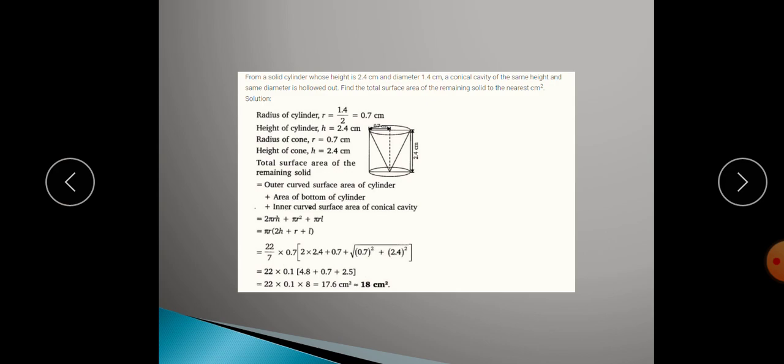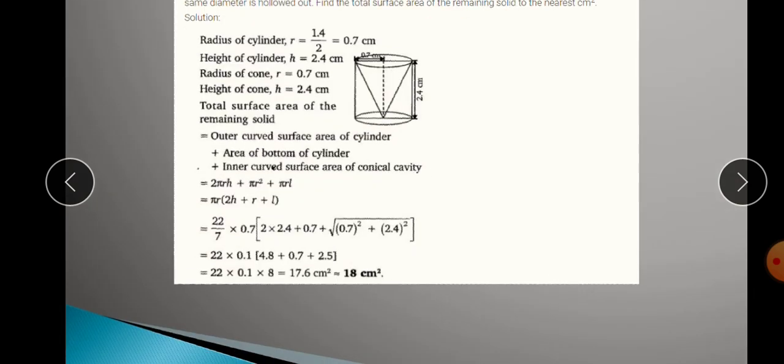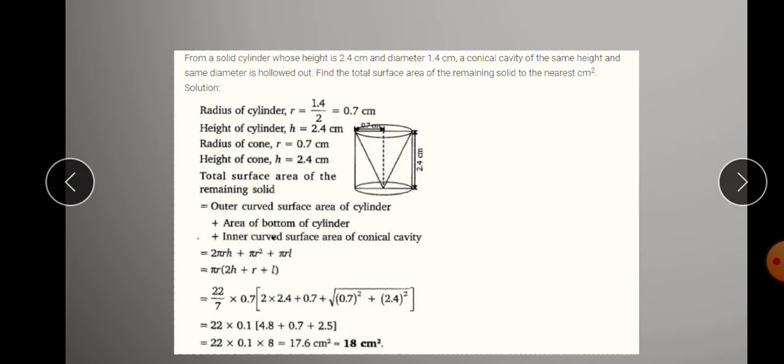Now let me see one more sum. It's a very interesting sum. From a solid cylinder whose height is 2.4 and diameter is 1.4, the radius will be half of the diameter, 0.7. A conical cavity of the same height and same diameter is hollowed out. Hollowed out means taken out. Find the TSA of the remaining solid.